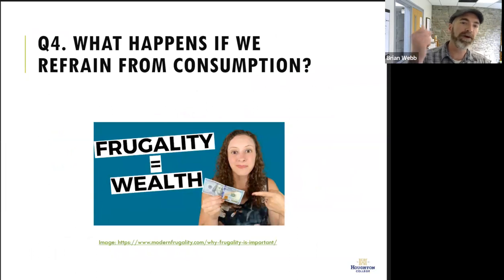All right, question number 4. What happens if we refrain from consumption? So this idea of frugality. Well, maybe we just don't consume as much. Maybe this is sort of talked about as a virtue, right? So reflect on that. What are the repercussions if we simply refrain from consumption, consume less?